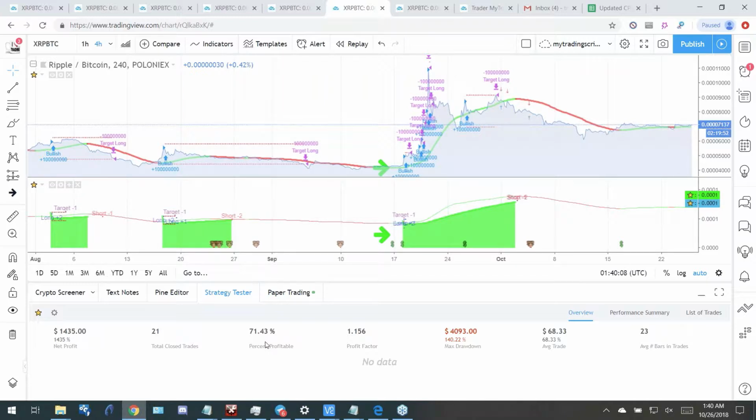Like this strategy tester says, the Ripple won 71% of the time. Yeah, that's exactly correct. Let me give you an example. This algorithm here is 71% profitable. You can go through all the trades that happened and took place.